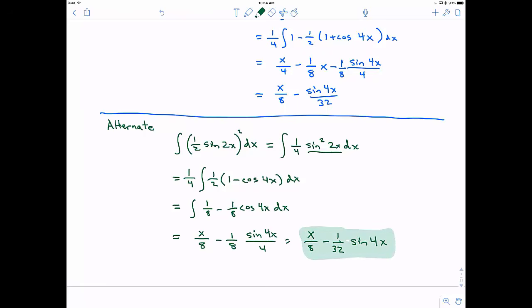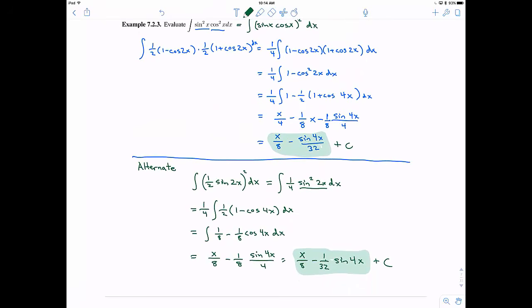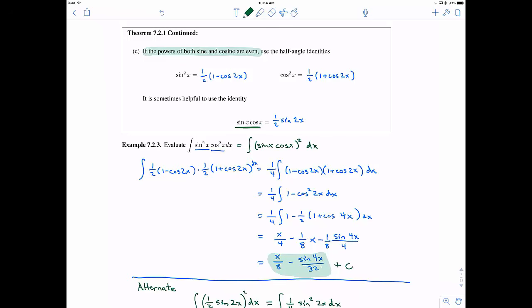Now let me go ahead and highlight these, and we can see that either way we get the same answer. So like I said, it's sometimes helpful to know the identity. I think this was a little bit faster, but it's not necessary to remember it, but it is nice. Oh, and I forgot my plus c's, so there we go.